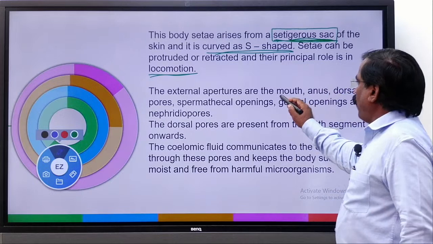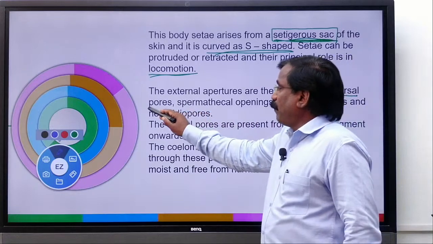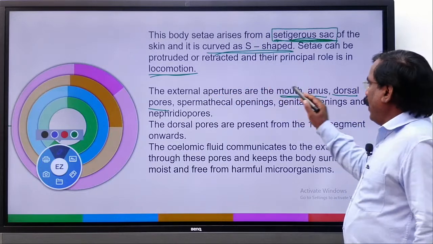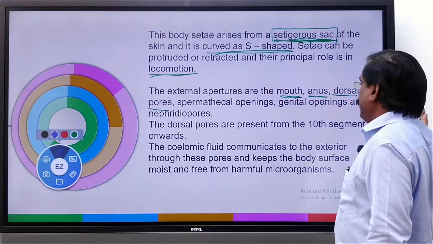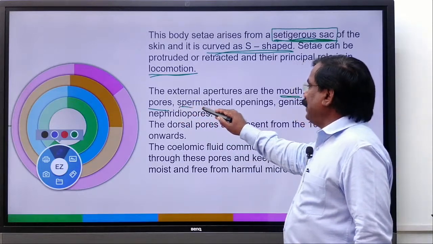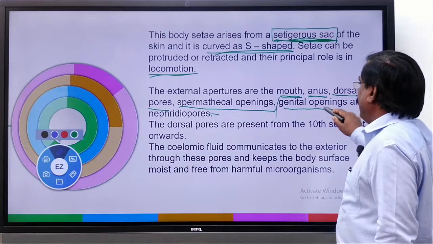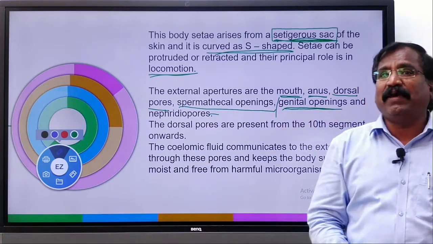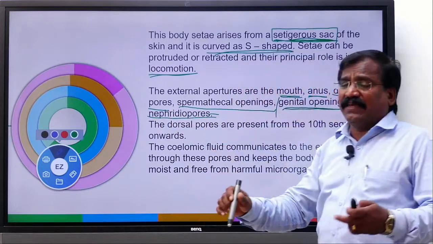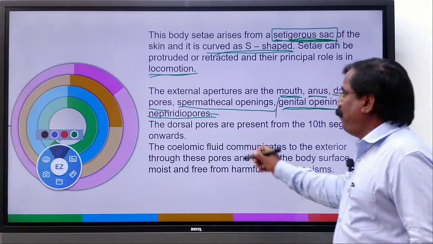Mouth, anus, dorsal pores, all note down. The mouth is in the first segment, and the anus is in the last segment, the pygidium. Then dorsal pores, spermathecal openings, and genital openings: male genital opening and female genital opening, and nephridiopores. The nephridium, which we already discussed, is an excretory structure. The nephridium opens to the exterior through the nephridiopores.